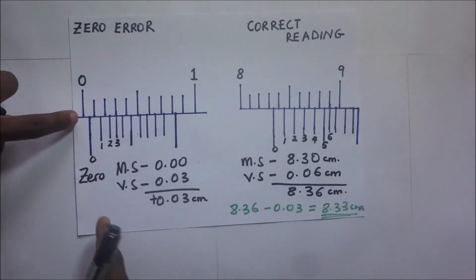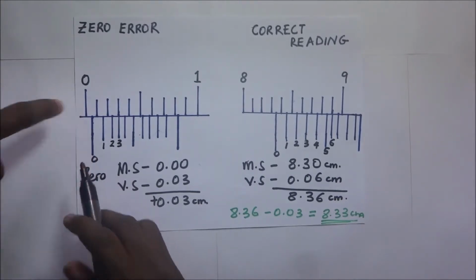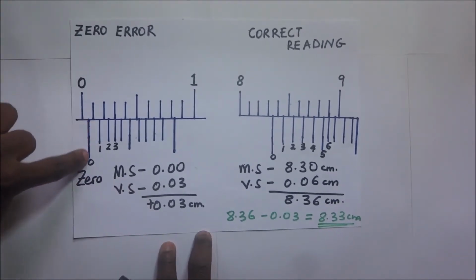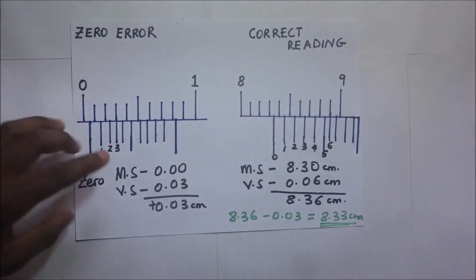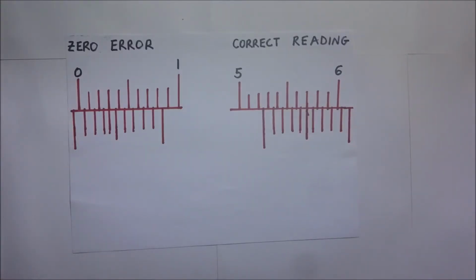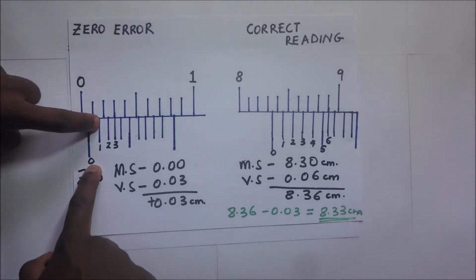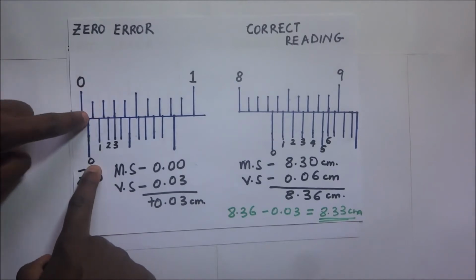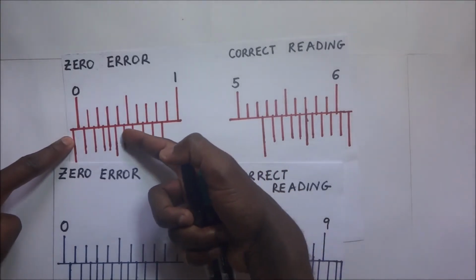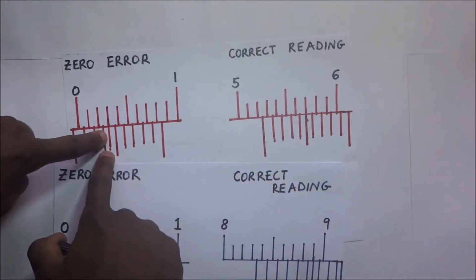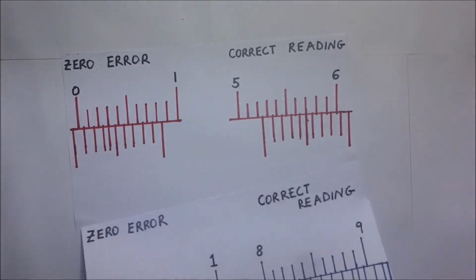It is a positive zero error because the first graduation of the vernier scale is in front of the zero mark. Now with the negative zero error, the first graduation of the vernier scale is always behind the zero mark. With this one, we are going to count a bit differently. When we were looking at the positive zero error, we were counting from here: 0, 1, 2, 3. But when it comes to the negative zero error, we are going to count backwards up to the point where a graduation in the vernier scale coincides with a graduation in the main scale. So in this case, this is how we are going to do it.